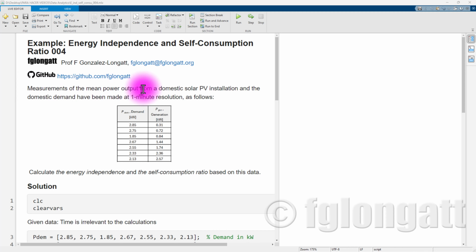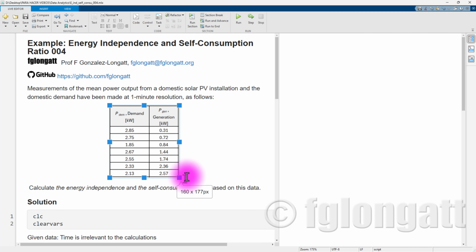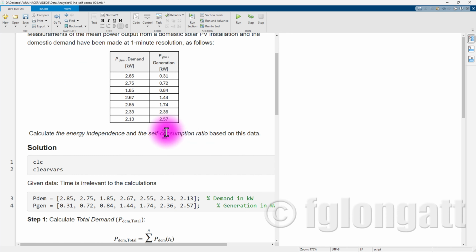Measurements of the mean power output from a domestic solar PV installation and the domestic demand have been made at 1 minute resolution. And here in this table that I am showing, you can see the first column is for the power demand and the second column is related to the output of the domestic solar PV installation, or simply the output power. Now we want to calculate those two important indicators: energy independence and self-consumption ratio.